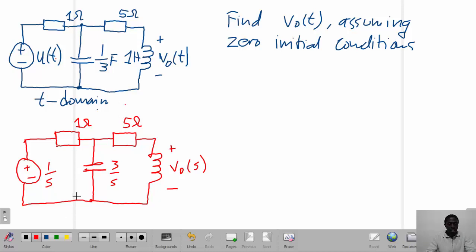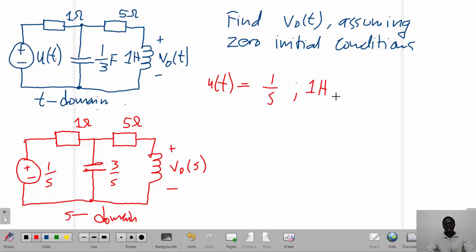Now, first of all, this is the time domain. We have to convert the circuit to the S domain. To convert this to the S domain, u(t) is simply equal to 1/S, and then our 1 Henry inductor is going to be equal to SL, and we know that L is 1, so we simply multiply S by 1. It gives us simply S.